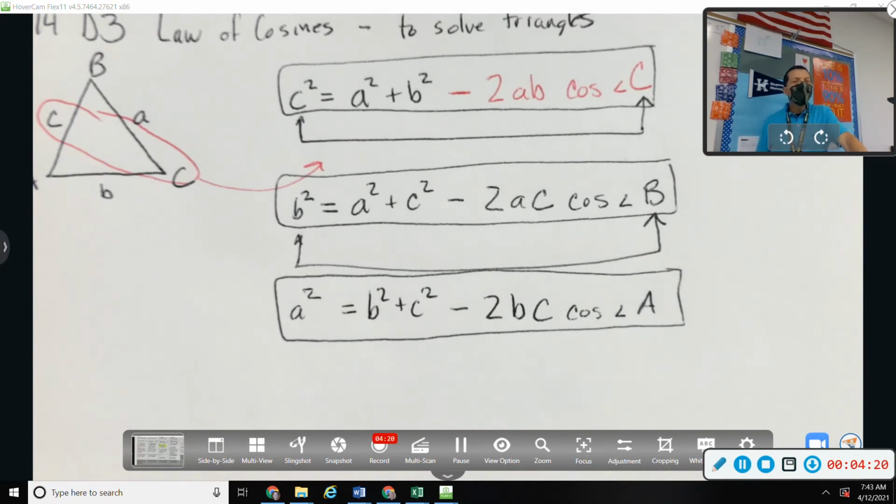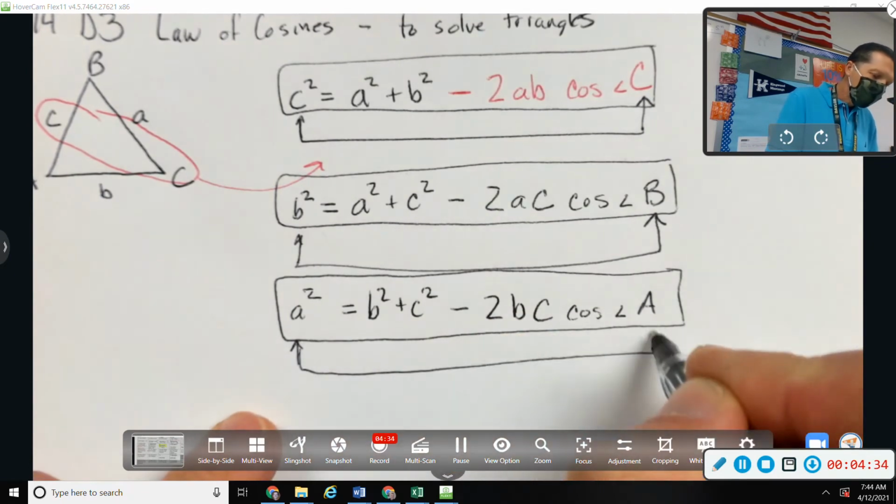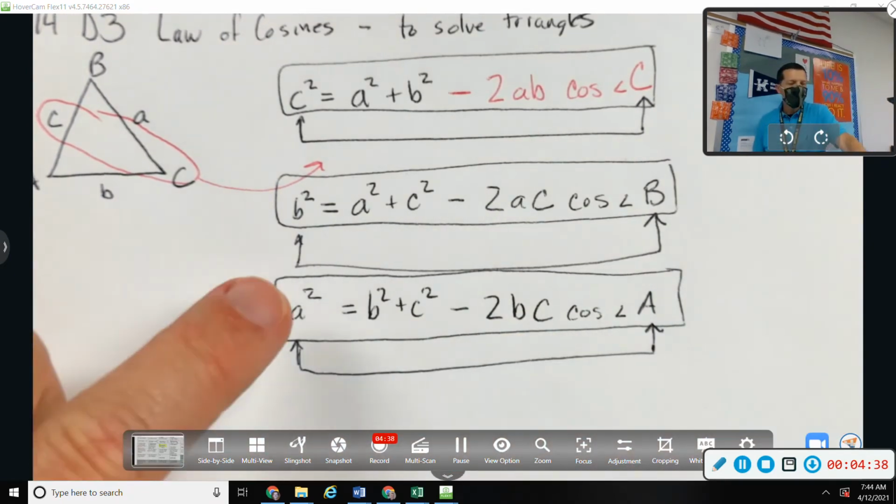And it's good to know the three different ways to say it, because if I give you a triangle that's not ABC, if I give you a triangle MAH or something, then it doesn't matter. You don't have to worry about it, as long as the angle that you want to use is across from the side that's by itself.